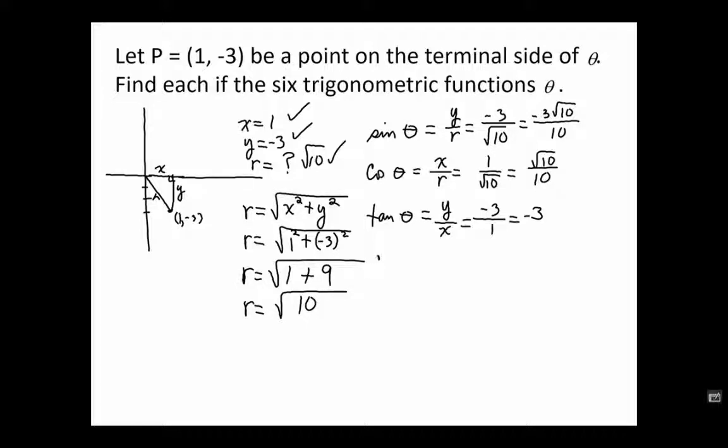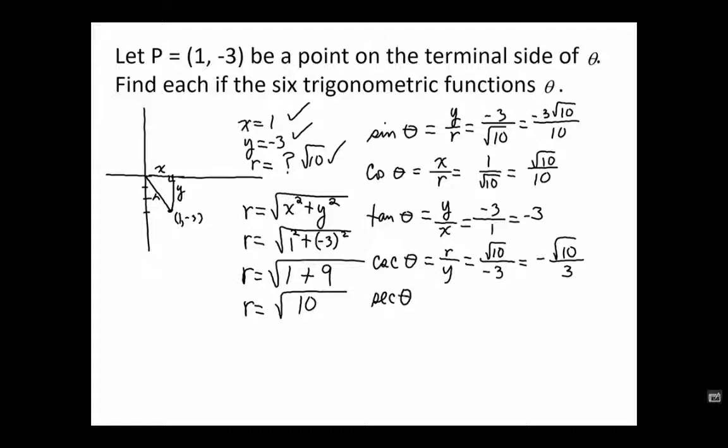The cosecant of theta is defined to be r divided by y. R is the square root of 10, y is -3. So the cosecant of theta is the square root of 10 divided by -3, or you can say negative the square root of 10 over 3. All right, cosecant, now the secant.